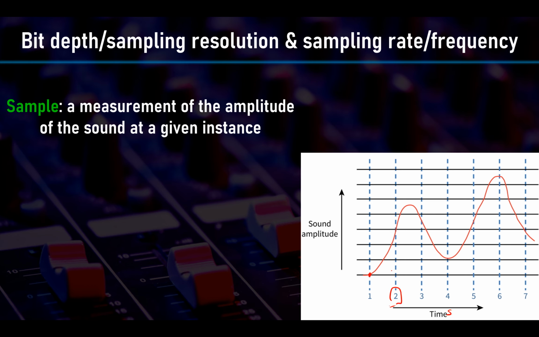Now, if we have a sampling rate of, let's say, 2 hertz, 2 samples per second, then we're going to take another sample here, another sample here, another sample here, etc.